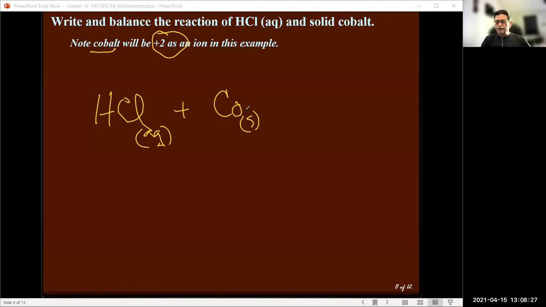It's not a combination reaction. Normally, a combination reaction consists of 2 elements coming together to give us a compound. The hydrochloric acid is a compound. So that's not a combination reaction, nor is it a decomposition reaction, because normally in a decomposition reaction, we have a compound that is broken down to its elements.